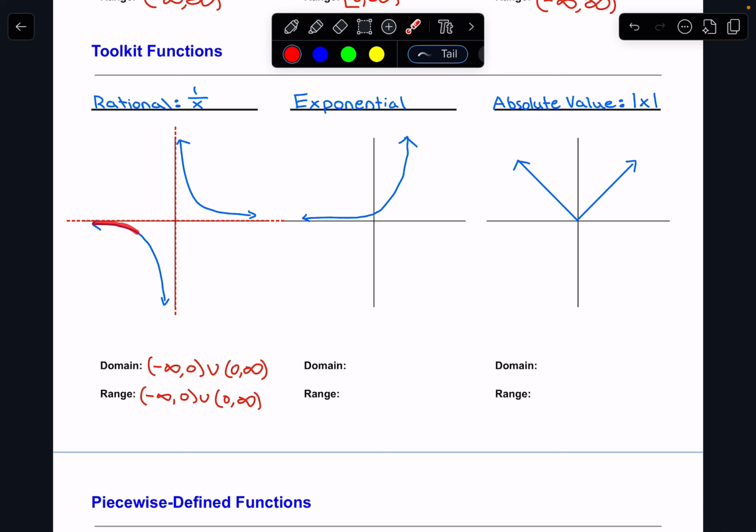So what's happening on the left and on the right is the graph flattens out infinitely close to y equals 0, but it never actually gets there. Okay, the next one, exponential.